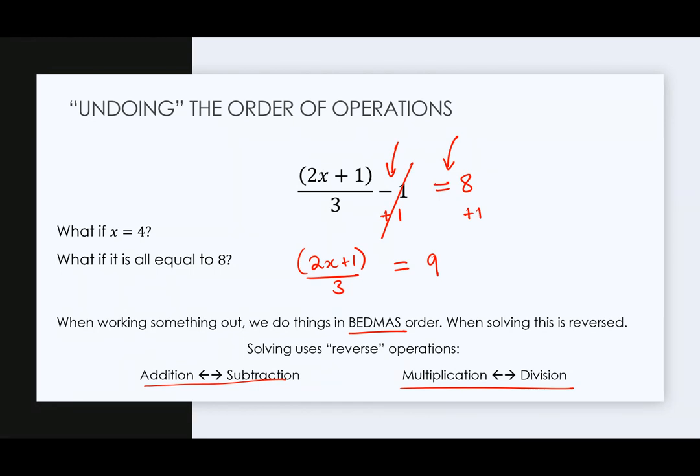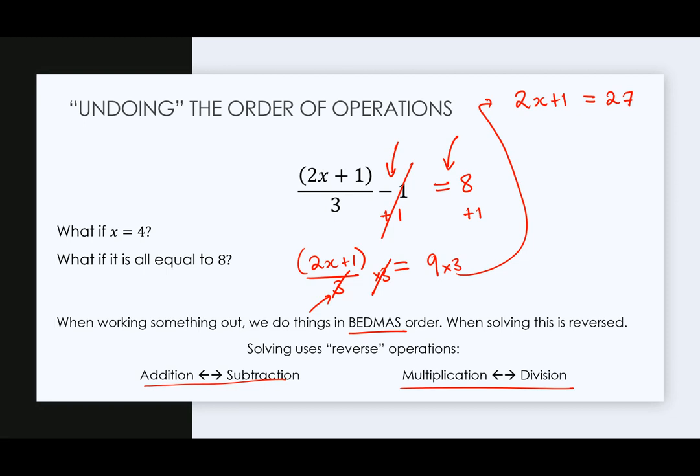And my next step, I need to get rid of the brackets last because that was first in the order of operations. So my next step, I'm going to get rid of this division of 3. And I do that by multiplying everything by 3. So that means my next line, and I'm running out of room here, so I'll continue it up here. My next line will be where I multiply everything by 3. And what happens is that multiplication of 3 will cancel out with that division of 3, and I will be left with 2x plus 1, there's no need for brackets anymore, equals 9 times 3, which is 27.